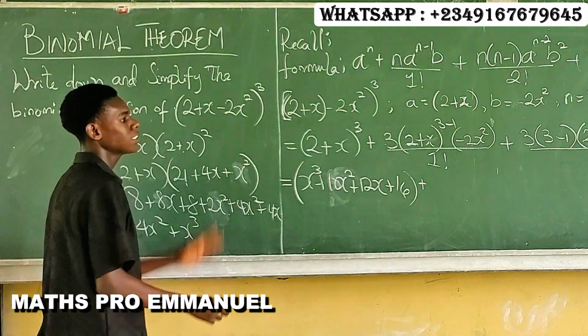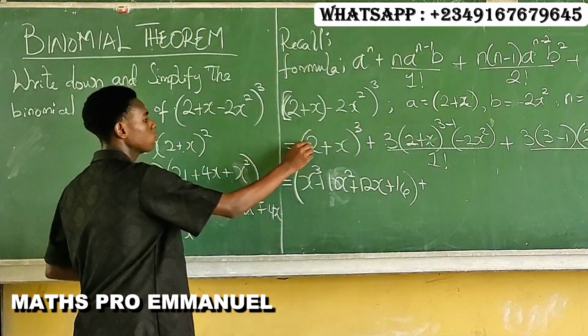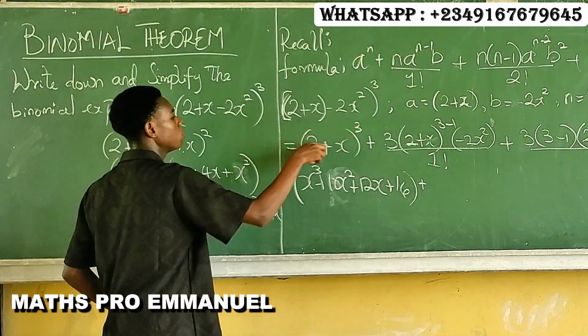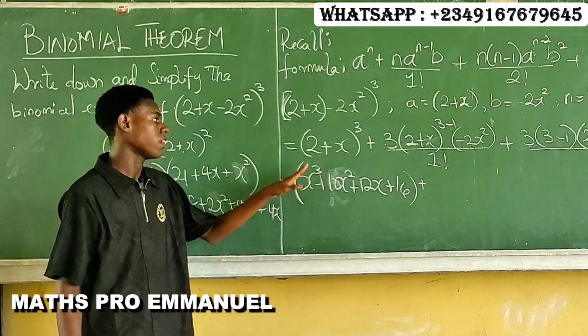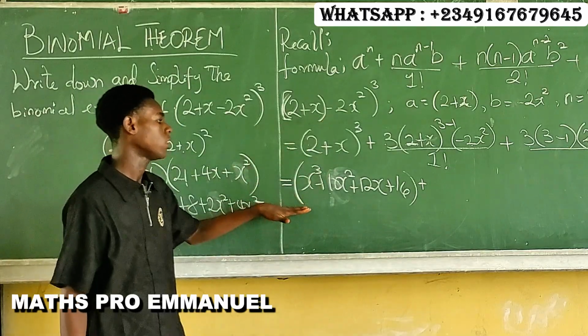So now you're asked to simplify further. For me to simplify 2 plus x all raised to the power of 3, this will be my result.